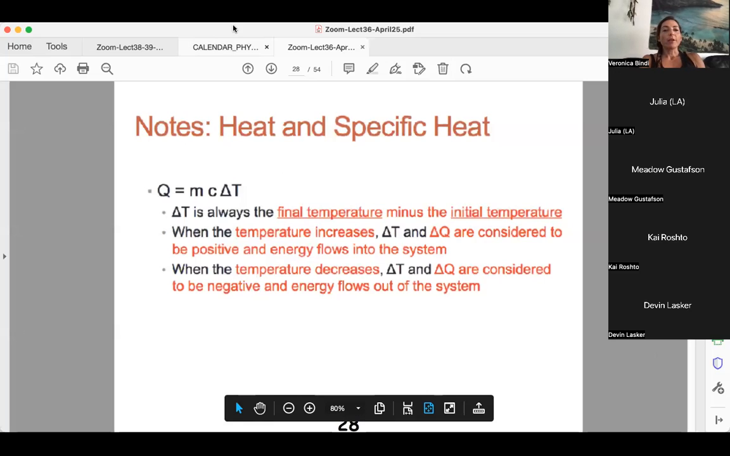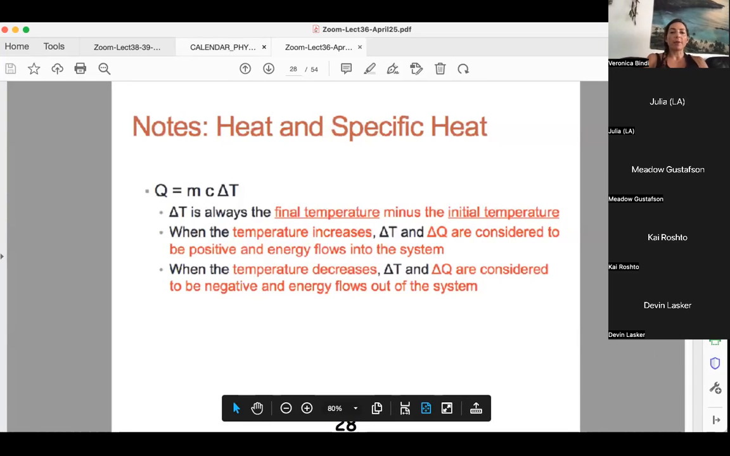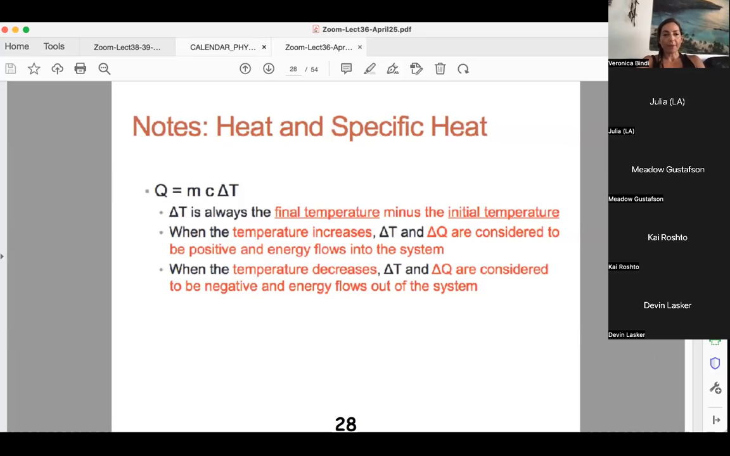Okay, here we go. So last time we saw something about the specific heat. Just a reminder, Q is equal to m, the mass, c, which is the specific heat, and depends on each material. It has a different value. Remember, you normally find it on the table or provided in the problem. And then we have delta T, which is the difference in temperature. And delta T, just a reminder, is always the final temperature minus the initial temperature.